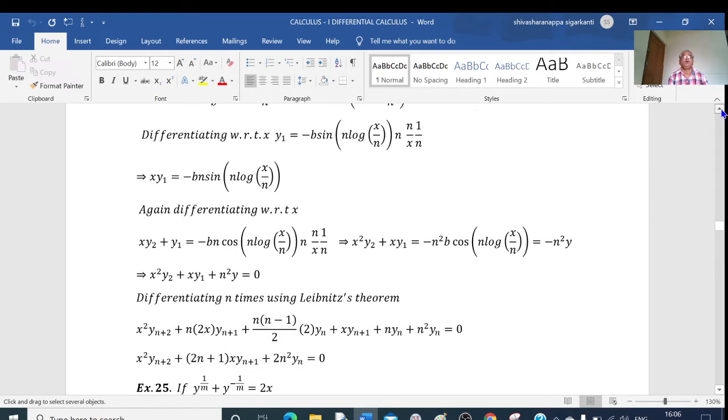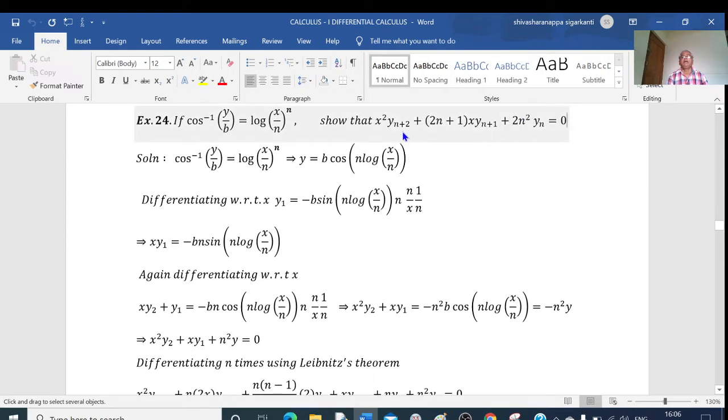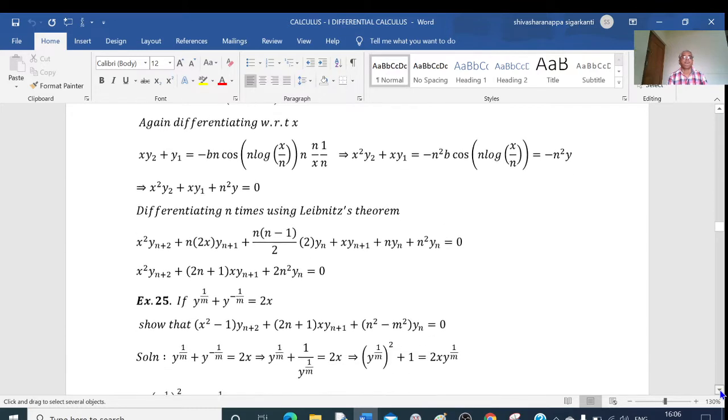That is x square into yn plus 2, plus 2n plus 1 into x into yn plus 1, plus 2n square into yn is equal to 0. This is the required equation.